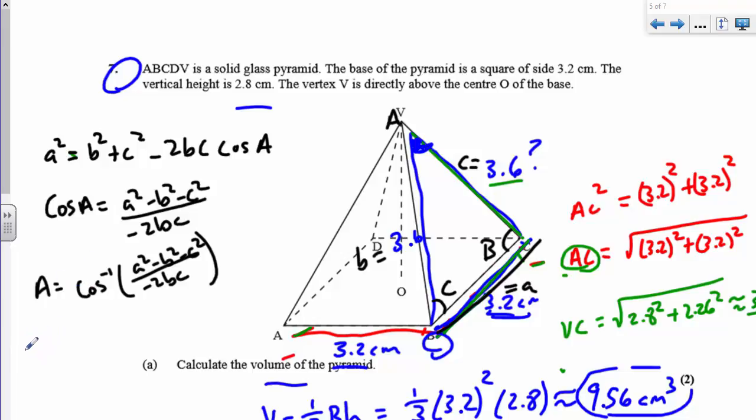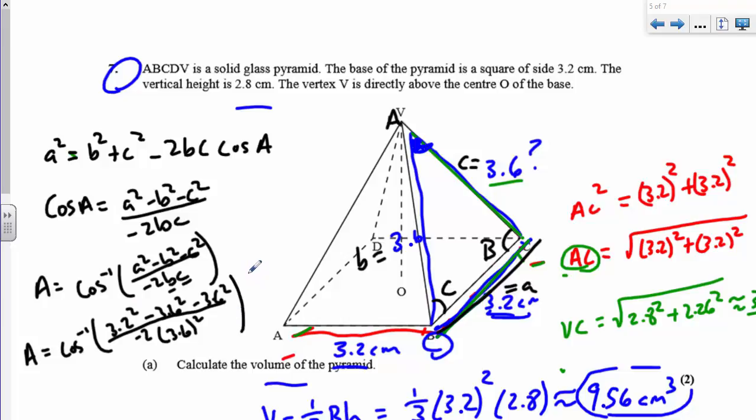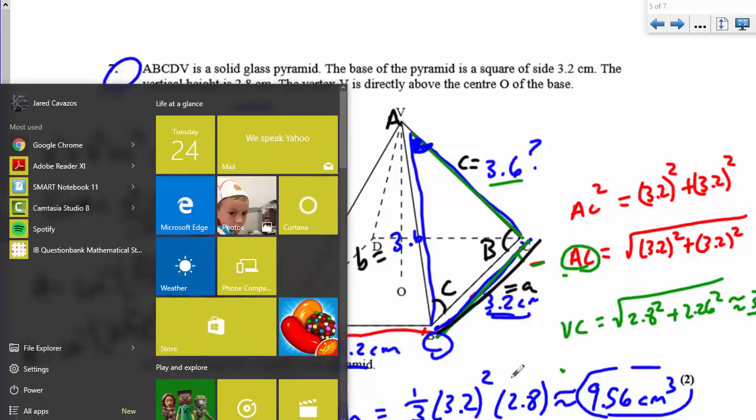So what this really means is this is the cosine inverse of 3.2 squared minus 3.6 squared minus 3.6 squared over negative 2 times 3.6 all squared, because it's 3.6 times 3.6. So they're the same. Alright, so let's get the calculator and see what this is.